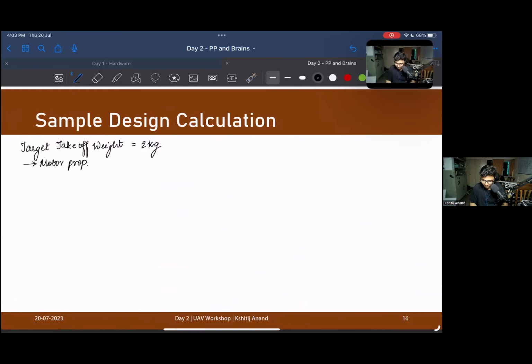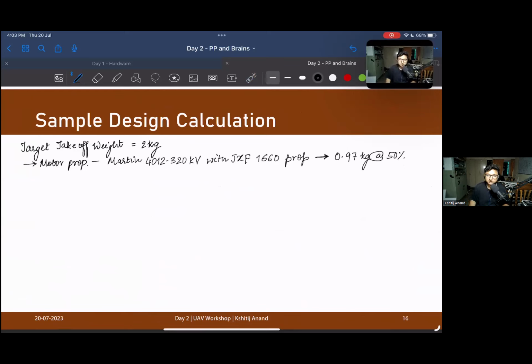So my motor prop combination, it says it's a Martin 412 320 kV motor with a JXF 1660 prop. And what is it doing? This is providing me 0.97 kgs of thrust at 50% throttle.